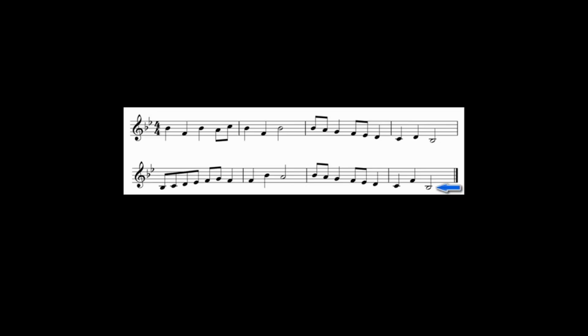If we then look at the last note of the piece of music, we confirm that the key we are in is B flat major, because the last note is B flat. If a piece of music ends on Do, it is in the major key belonging to that key signature.